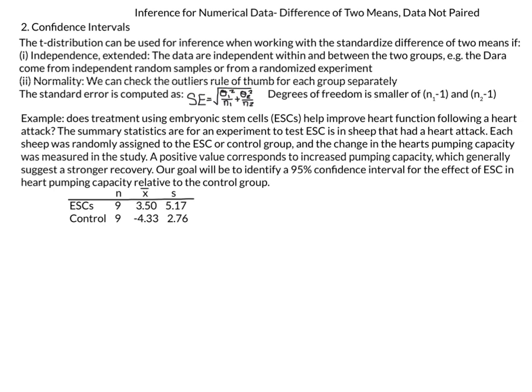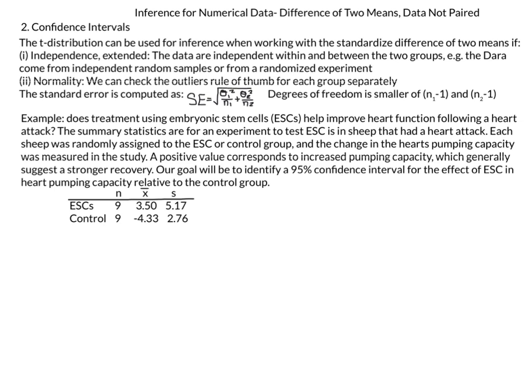Each sheep was randomly assigned to the ESC or control group, and the change in the heart's pumping capacity was measured in the study. A positive value corresponds to increased pumping capacity, which generally suggests a stronger recovery. Our goal will be to identify a 95% confidence interval for the effect of ESCs on heart pumping capacity relative to the control group.